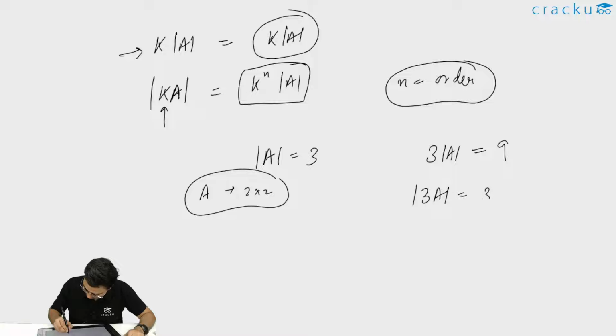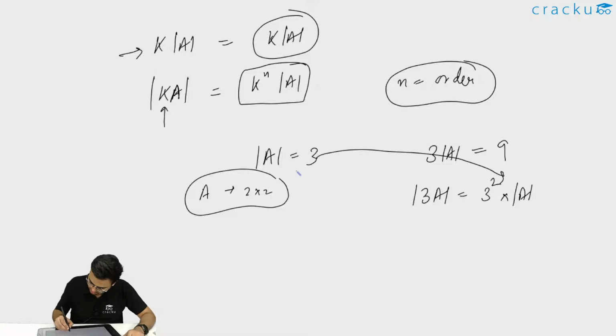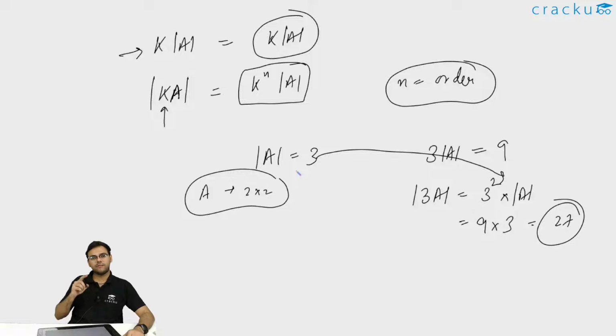So this will be 3 square into determinant of A. 3 square into determinant of A is 3. So 3 square into 9 into 3, which is 27. So this is the difference between multiplying the determinant by a scalar quantity and multiplying the matrix by a scalar quantity and then calculating the determinant.